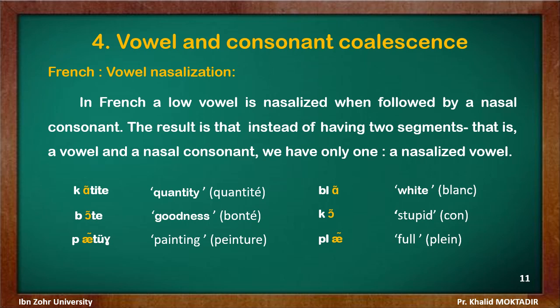Quantité. Now look at the French spelling. You can still see the nasal in the French spelling. That's why I have this French spelling there between parentheses. Bonté. Peinture. White. That's for the verb, the noun blanc. Con. Plein.